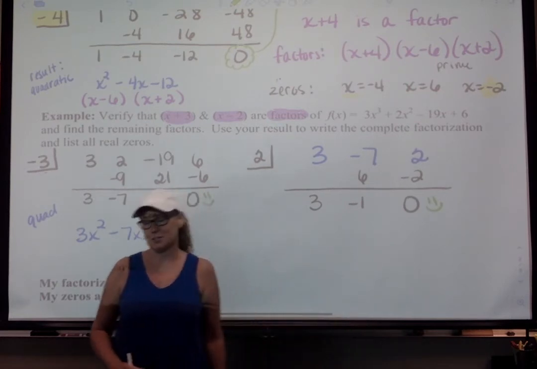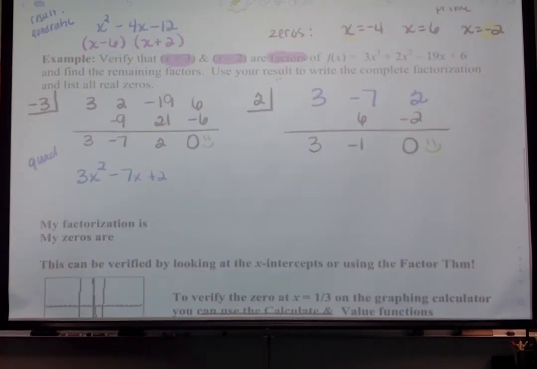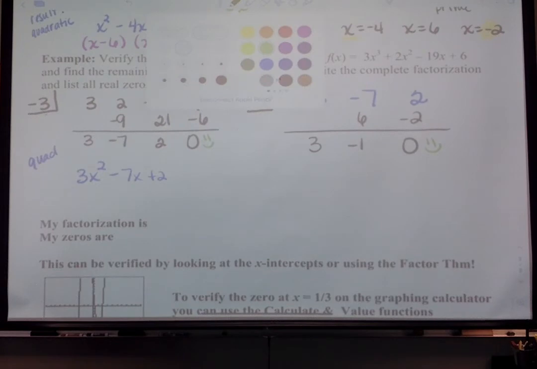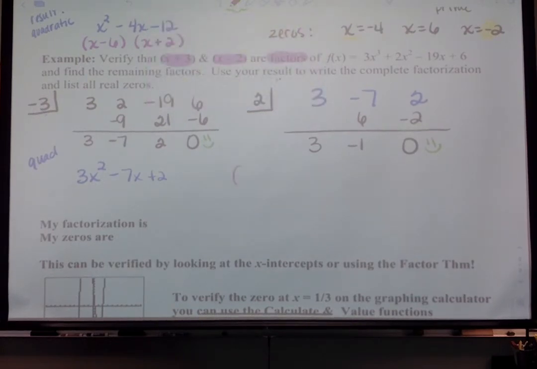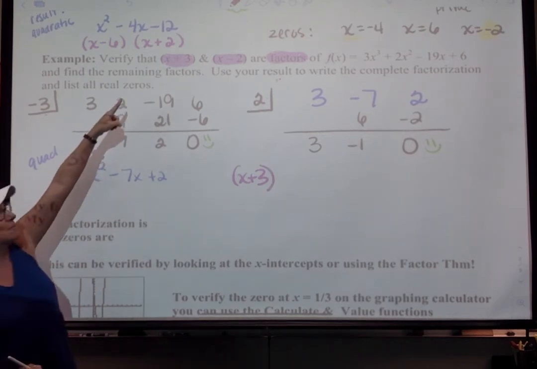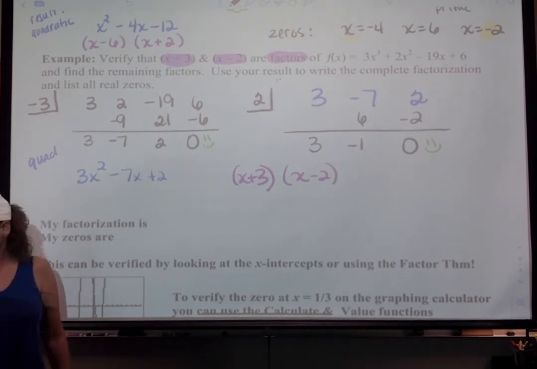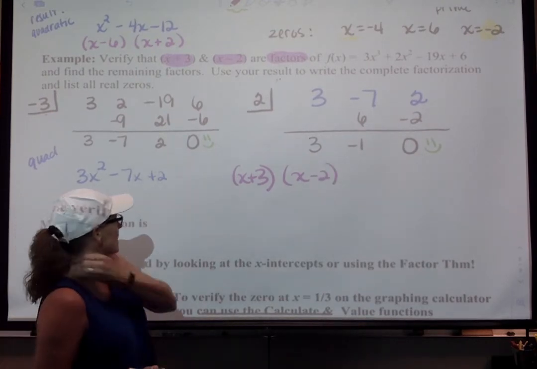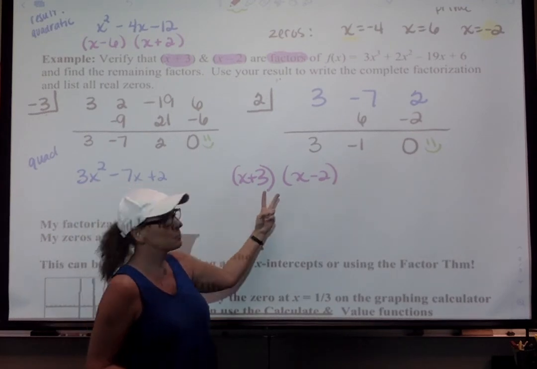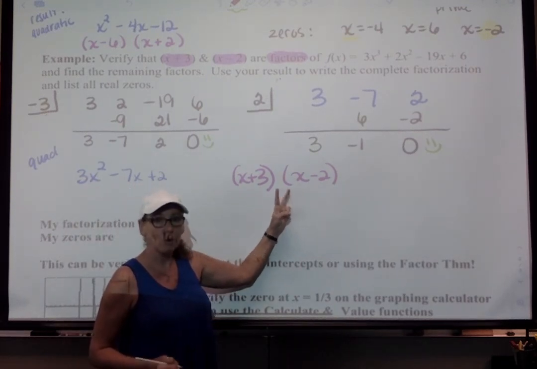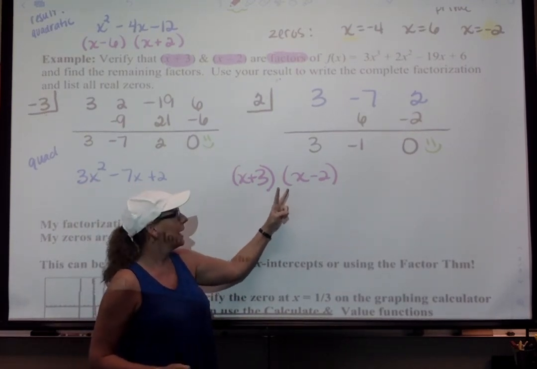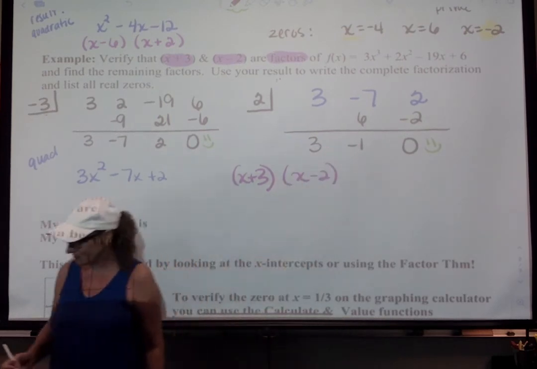So what are my factors? My factors are that one. We already knew that, right? X minus 2. Let's see, how many factors is that? That's 2 factors. It's a cubic. How many more do I need? Just 1. One more linear factor. That came from here.